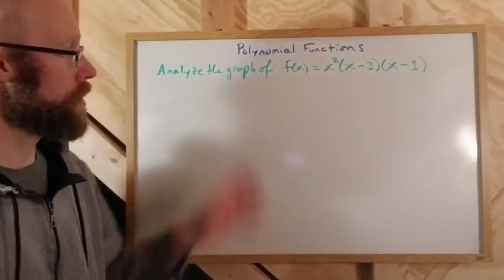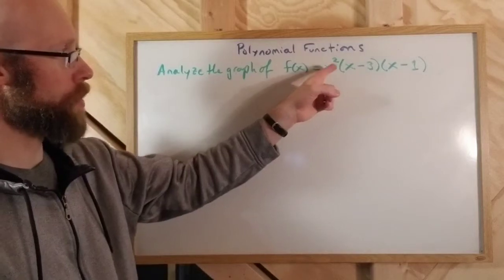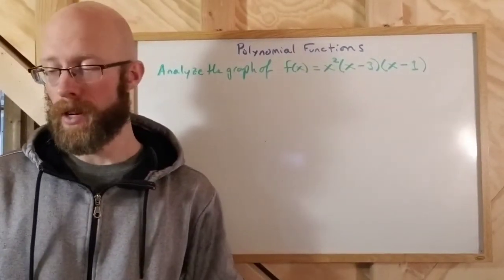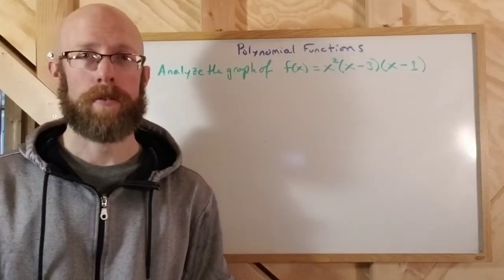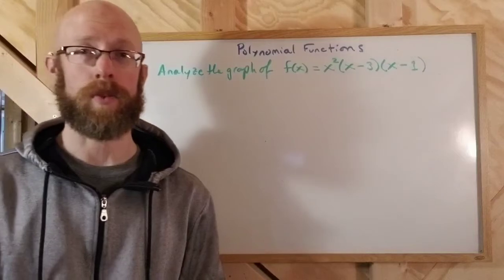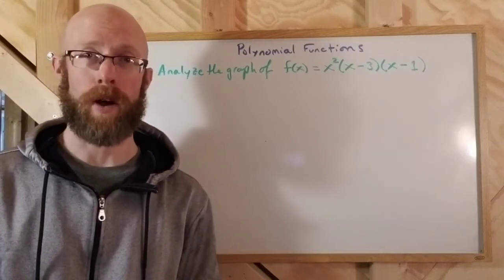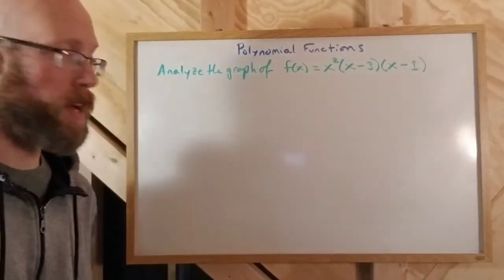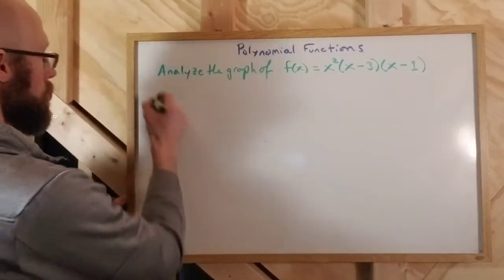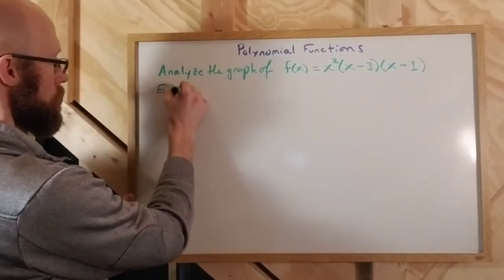All right, so in the example I have, I'm looking at x squared times x minus 3 times x minus 1. There is an 8-step process in your textbook on page 193. We're going to go through that 8-step process. The first of the 8 steps is to identify the end behavior. Okay, so the end behavior.